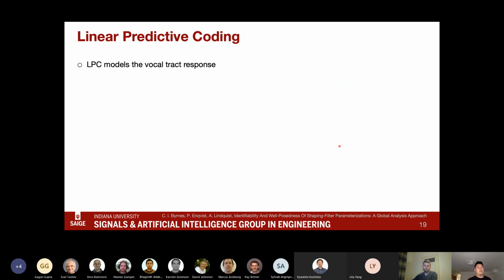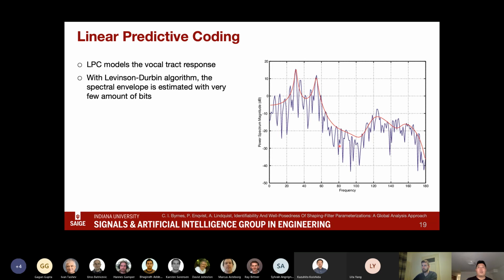That algorithm is called LPC, linear predictive coding. With this Levinson-Durbin algorithm, we could learn this envelope with very few bits. Usually 1 or 2 kbps will be sufficient for this task. Of course, the estimation is not perfect. It's okay. The error is called the LPC residual. We could use more powerful models to deal with that part.